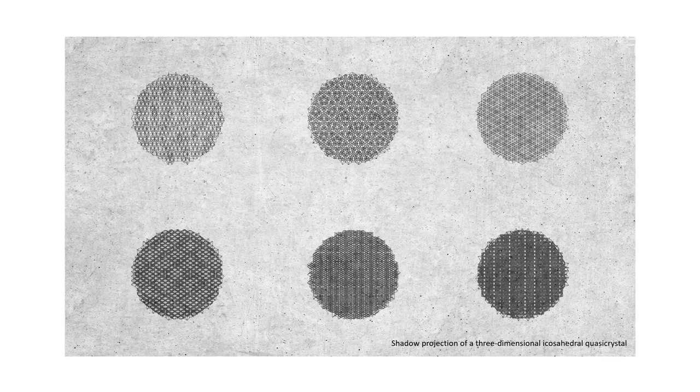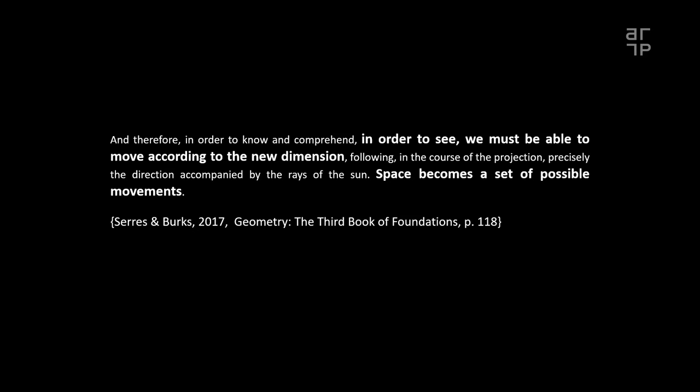The crystal is a three-dimensional key that incorporates multiple two-dimensional projection patterns. Every quasicrystal casts a different shadow. It is like a fingerprint, encapsulated in a three-dimensional structure in which the code is only accessible through the third, the sun. Just like in the code of Serre, in order to see, we must be able to move according to the new dimension in the course of the projection, the direction accompanied by the rays of the sun. Space becomes a set of possible movements.